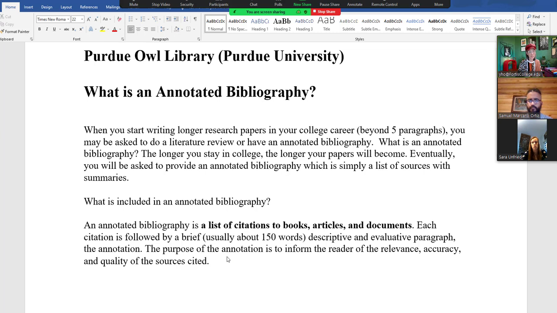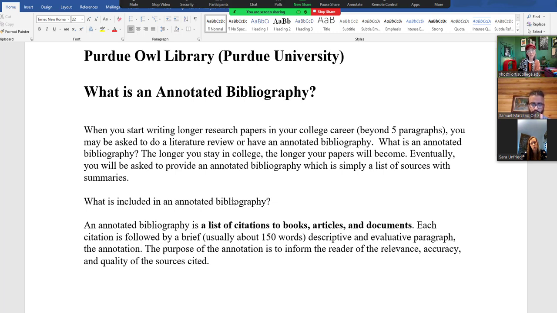And so what is an annotated bibliography? I don't think we went over that here. Did we? No. So when you start writing long research papers, then you need an annotated bibliography. Basically, you have your list of references, and then you put a summary of the article. After you put your reference citation, you put a summary of that article, then another reference citation, and then another summary of that article.